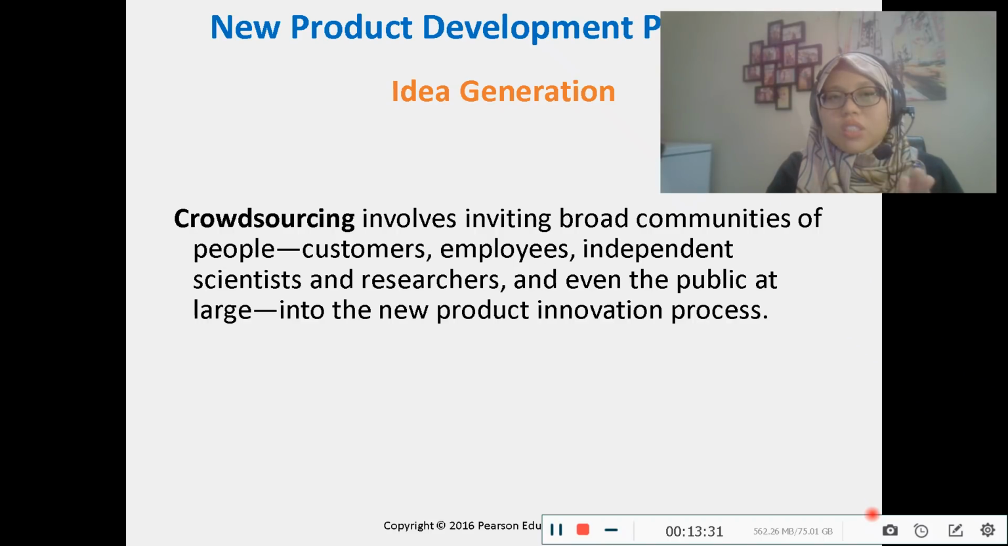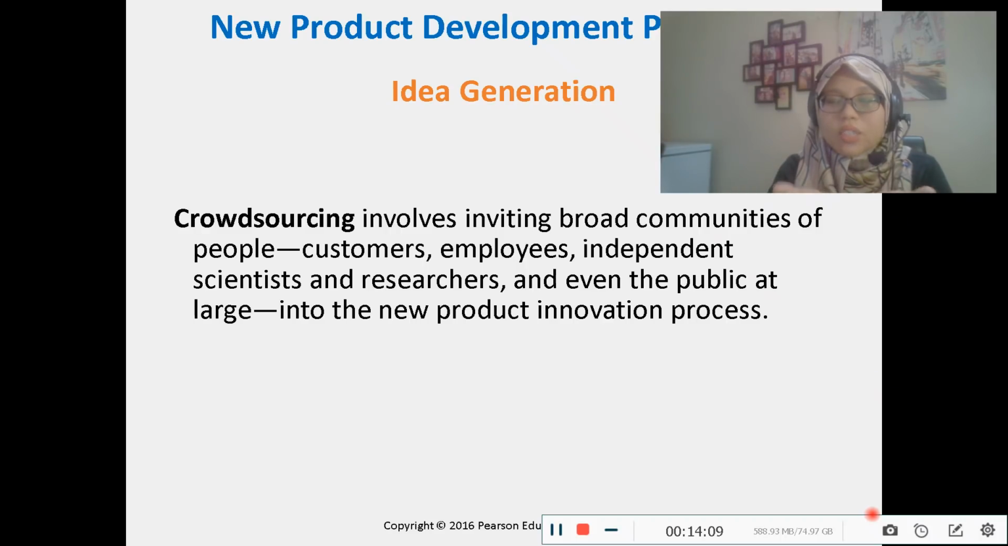Dan saya tadi sebut Cisco, okay, so crowdsourcing. So this involves inviting broad communities of people. So you try to get the public to contribute. Kalau crowdsourcing, some of the crowdsourcing dia macam dia bagi duit kan, okay. But this one crowdsourcing, dia nak bukan bagi duit, okay. Dia nak awak bagi ideas. So they try to get as many ideas as possible from the community. It can be the researchers, it can be employees, it can be customers, anyone. Okay, they can try to contribute the ideas.